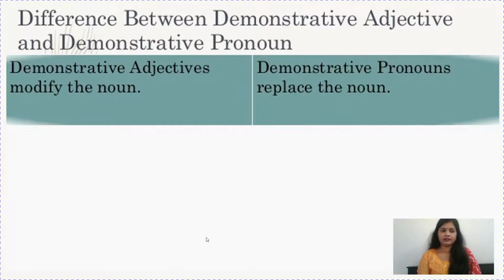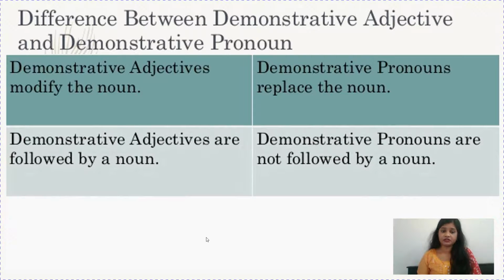Like the first one is, demonstrative adjectives modify the noun, just now we have read, and demonstrative pronouns replace the noun. As usual, its work is to replace the noun, right? I am giving one example. This car is blue in color. So this car is the noun, and which word is modifying it? This. So this will become a demonstrative adjective. In the same way, this is my car. So again, this is followed by a verb, a helping verb, so it will become a demonstrative pronoun.